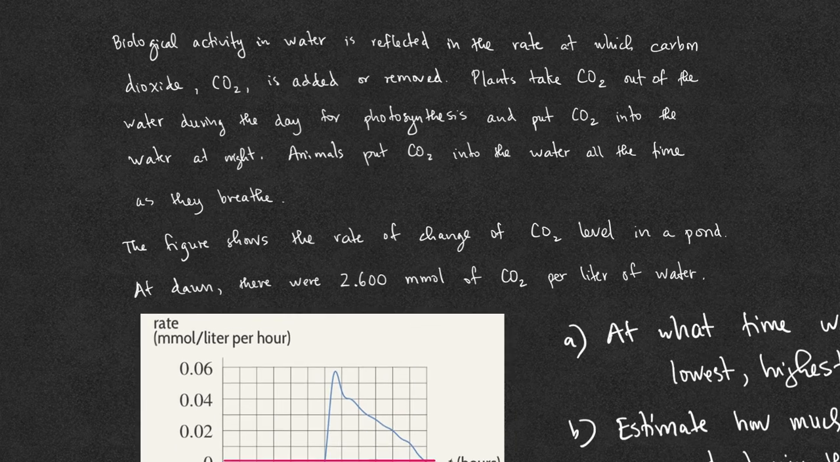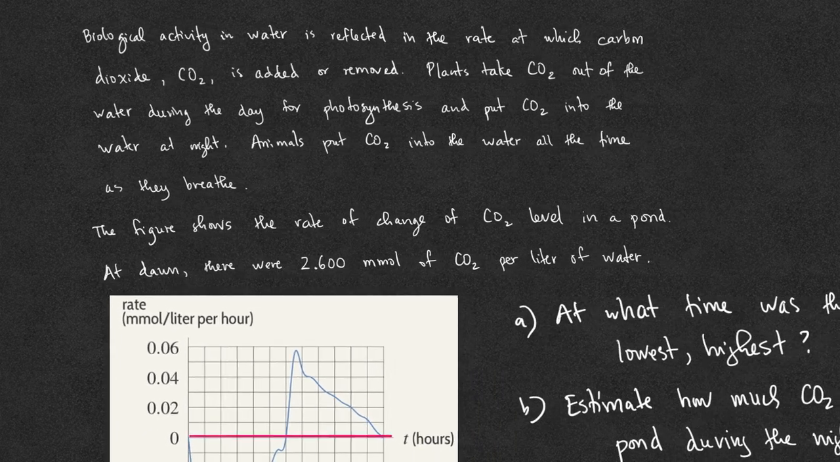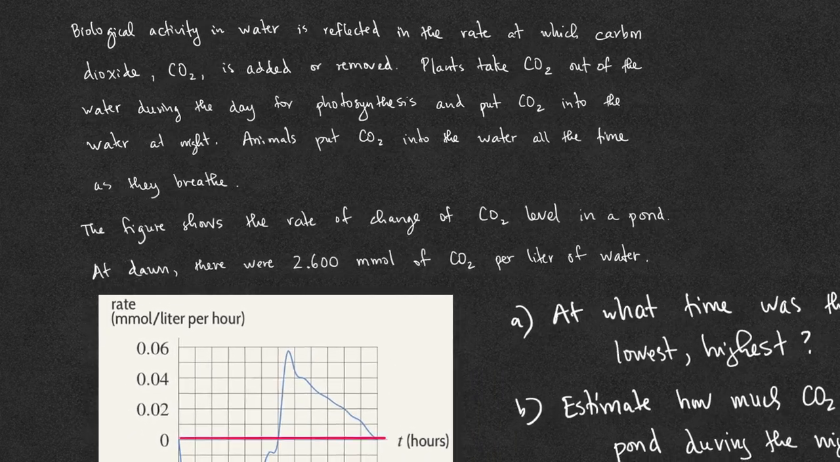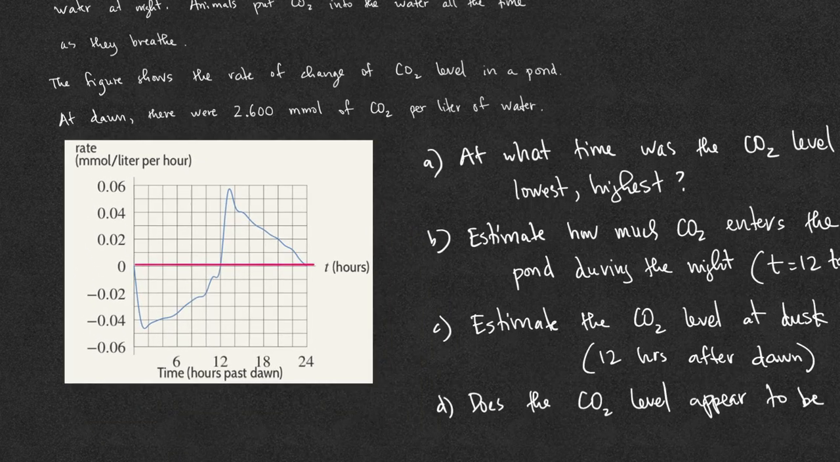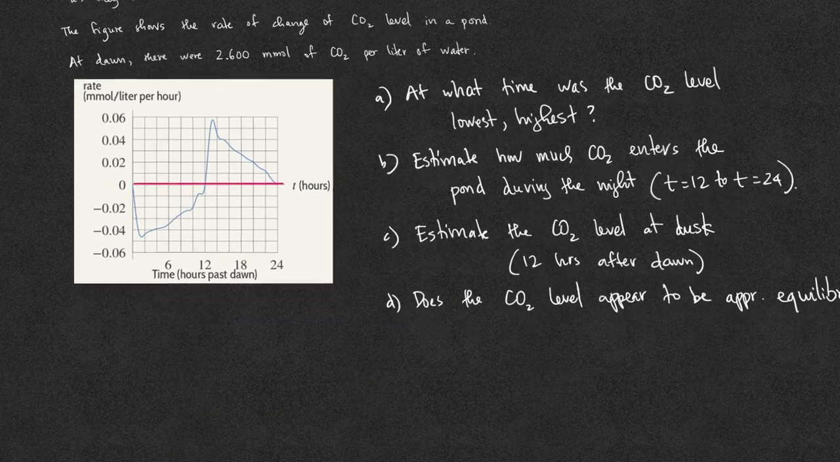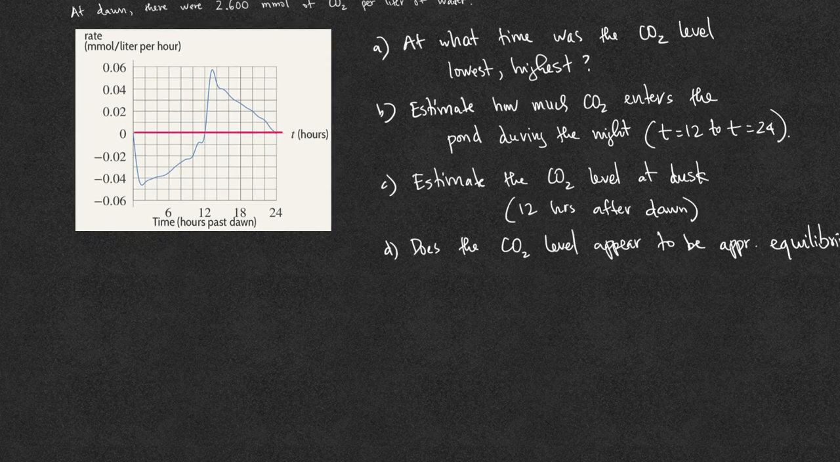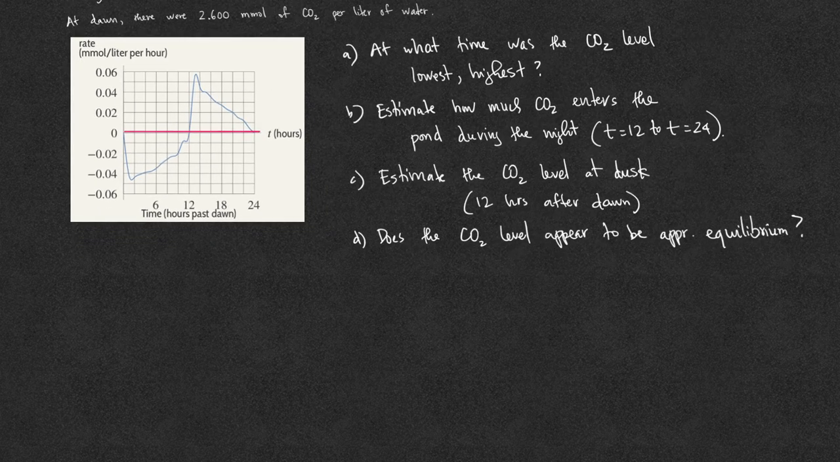At dawn, there were 2.6 millimoles of CO2 per liter of water. A. At what time was the CO2 level lowest, highest? B. Estimate how much CO2 enters the pond during the night, from t equals 12 to t equals 24. C. Estimate the CO2 level at dusk, 12 hours after dawn. D. Did the CO2 level appear to be approximately in equilibrium?